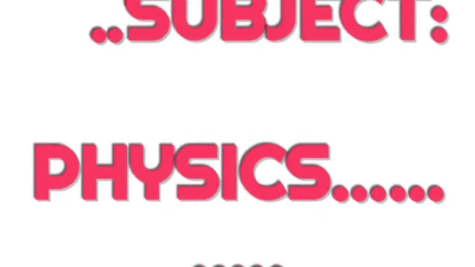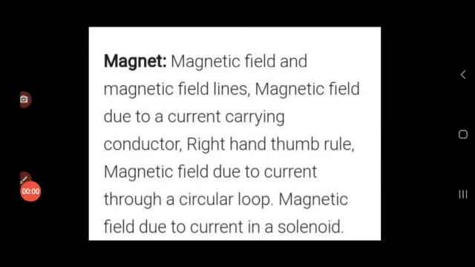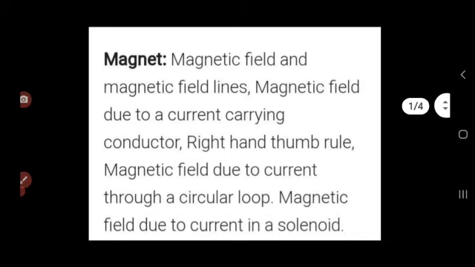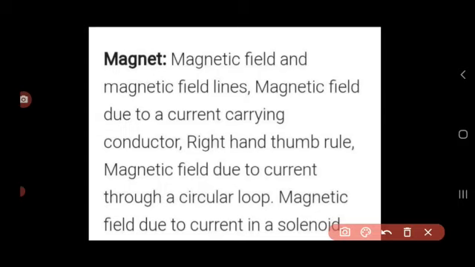So, in this chapter, we have to know about the magnet, magnetic field, magnetic field lines, magnetic field due to a current carrying conductor, right hand thumb rule, magnetic field due to current through a circular loop, and magnetic field due to a solenoid. These are the various topics that we have to deal with now.